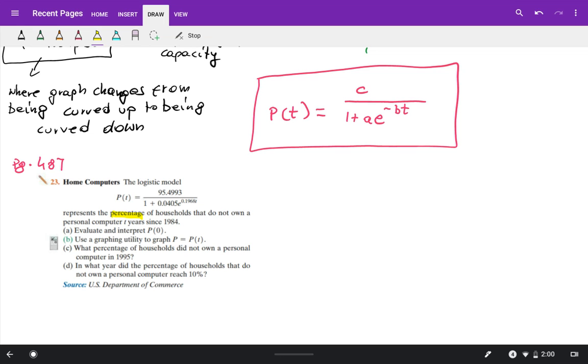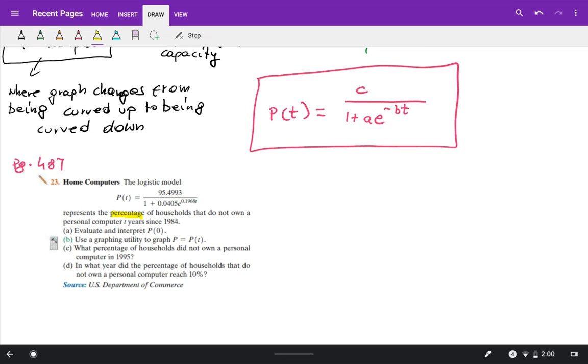Okay, this function definitely will be logistic decay, because with time, again, we know that almost everybody, most people, have a personal computer. So that means P, which is the percent of households who do not own a computer, will be decreasing with time. So definitely a decreasing logistic decay function. And we have to answer all those questions.